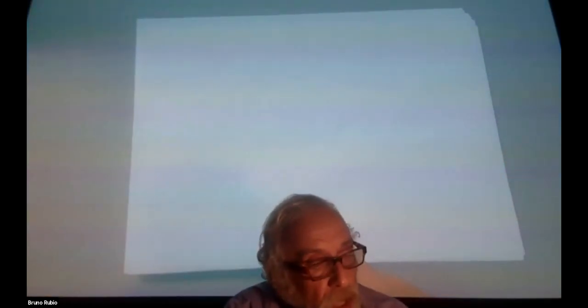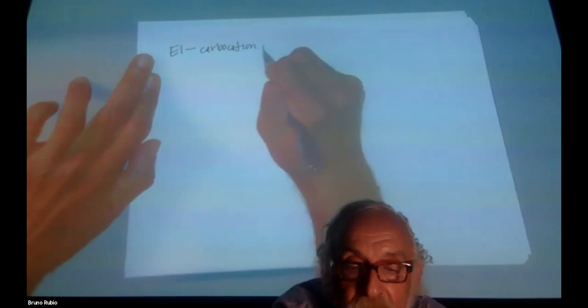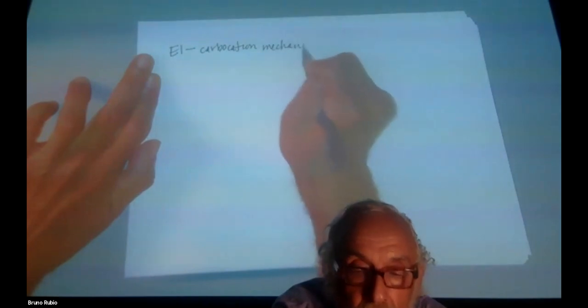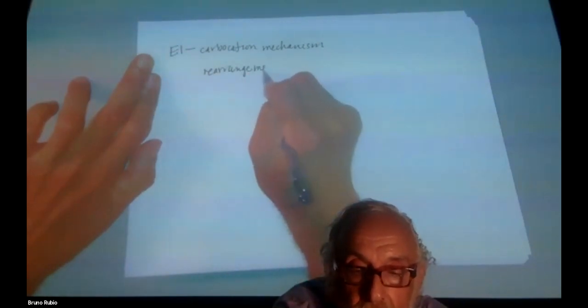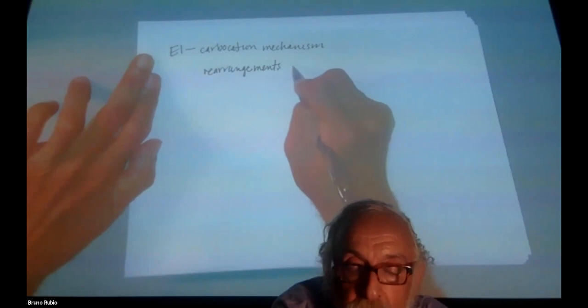Okay, so let's talk briefly about the E1. E1, this is a carbocation mechanism. Rearrangements are possible.